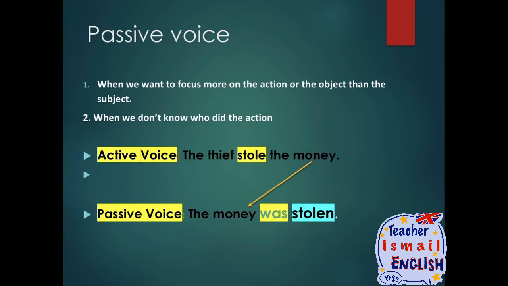What do you notice here? We have the thief as the subject, stole as the verb in the past, and the money is the object. Subject, verb, object. If you want to write the sentence in the passive, we are going to bring the money as the subject. The object in the active becomes the subject in the passive, plus the verb to be in the past, plus the past participle of the verb. The money was stolen. This is just an example.